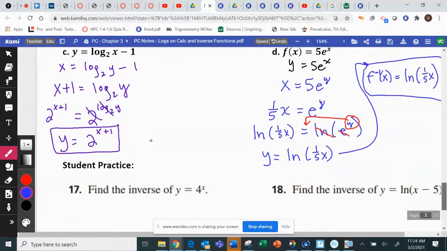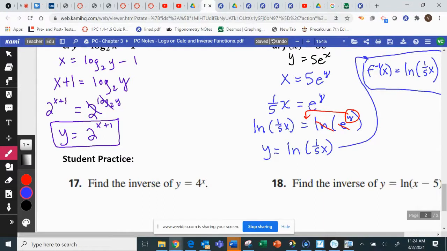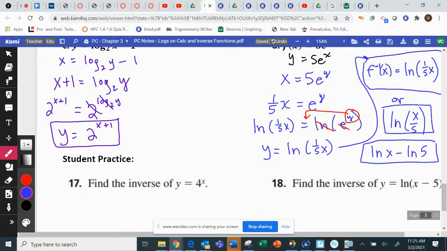Okay, there's 2 student practices. Try them. X over 5. Yeah, that'd be okay. Would it be okay if you wrote it as ln x minus ln 5? Could you write it that way, Chris? They're all equivalent. So yes. All right, student practice, you try.